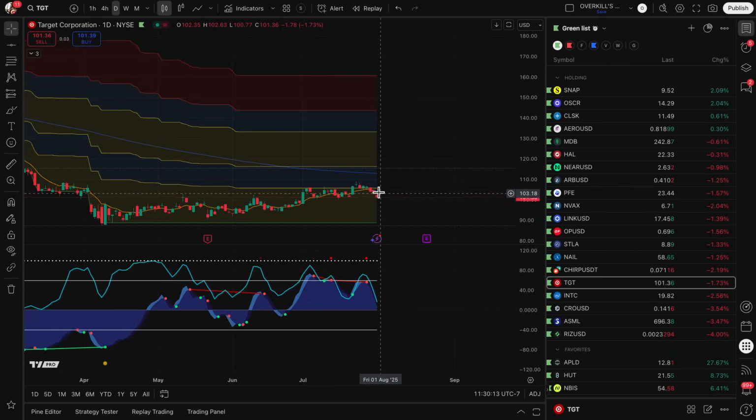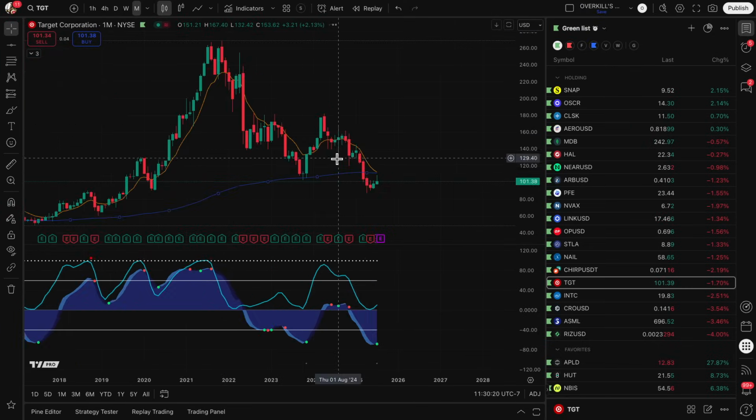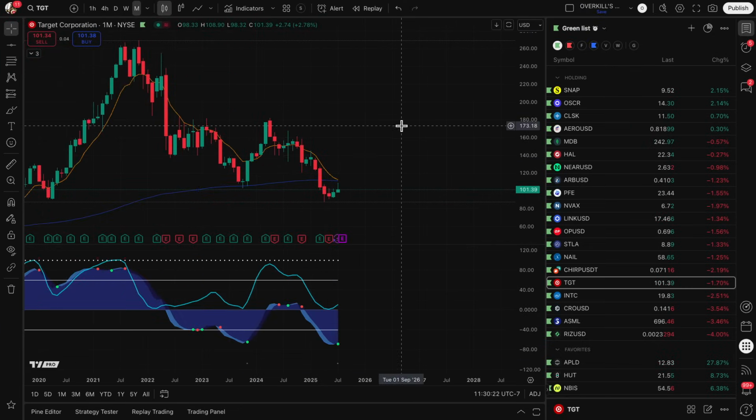Okay, so Target is up here in the red zone between 150 and 160, but I still really like this one too. I bought this one this month off the dot.